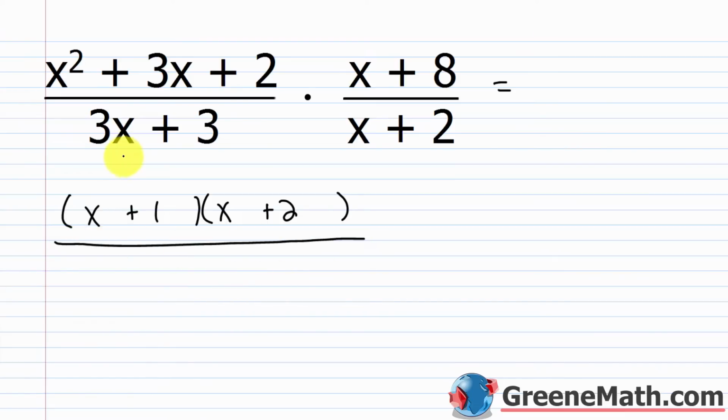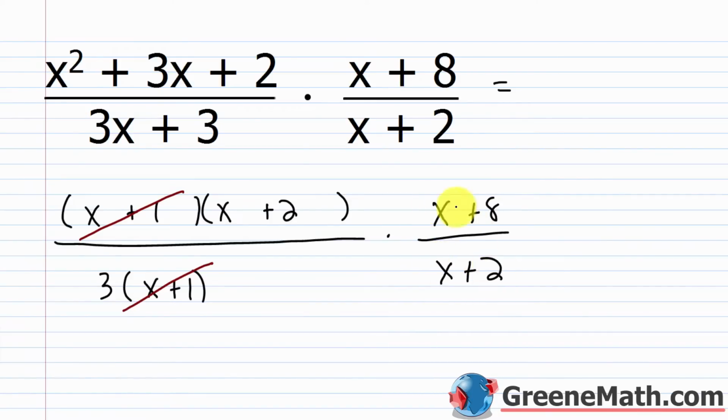Over. For this one here, I have 3x plus 3. Well, I could pull a 3 out, and I'd have x plus 1. Now, what can I cancel between numerator and denominator here? Before I even go over here, I can see that I can cancel this with this. Now, I'm multiplying by x plus 8 over x plus 2. Now, nothing I can cancel between numerator and denominator here, but I can cancel this with this.